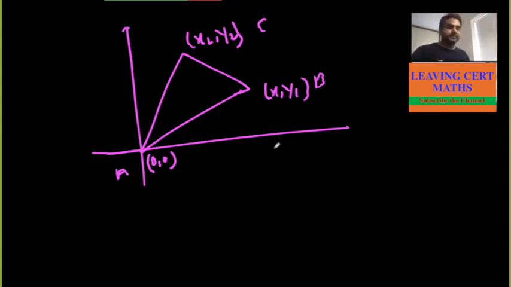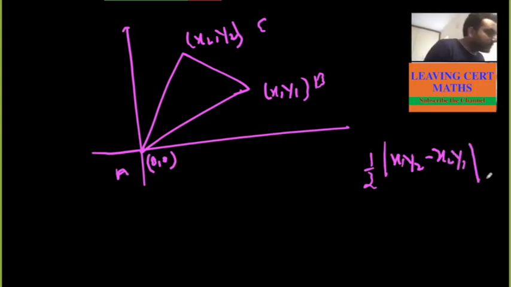Is it half of x1 y2 minus x2 y1? Yeah, the best thing is you remember. Most of the students do not remember this. Okay, so this is the formula you will use. But the problem here is the condition for this formula is that one point has to be 0 comma 0.